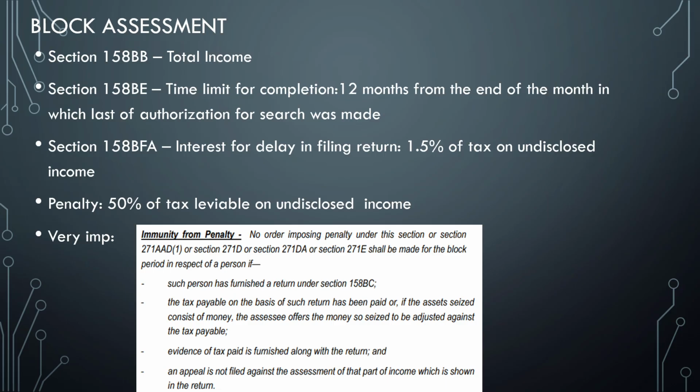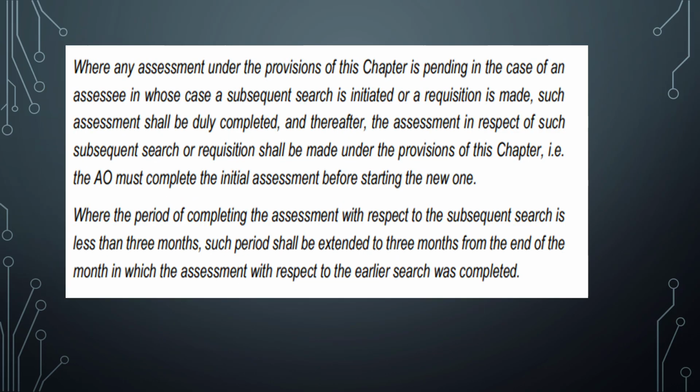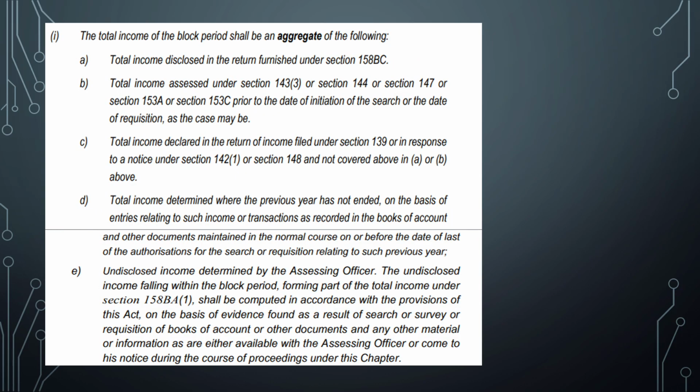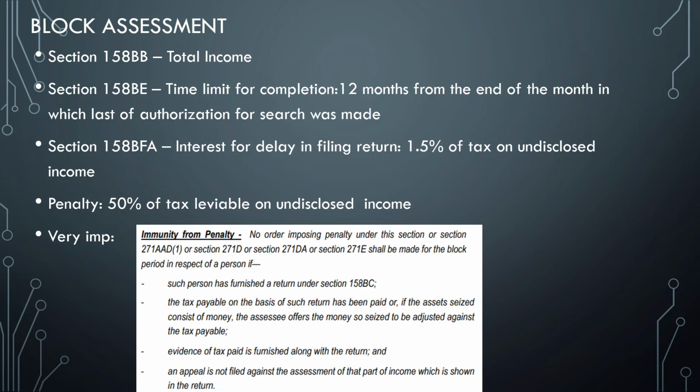Let's quickly wrap it up. The key numericals are section 158BE, the time limit is 12 months, the interest is 1.5%, and penalty will be 50%. Also, if it is less than 3 months, it will be extended to 3 months. And for immunity from penalty, the 4 points are: he has furnished the return under 158BC, the tax payable has been paid and the evidence of tax payable is submitted, and appeal is not filed against the said assessment.